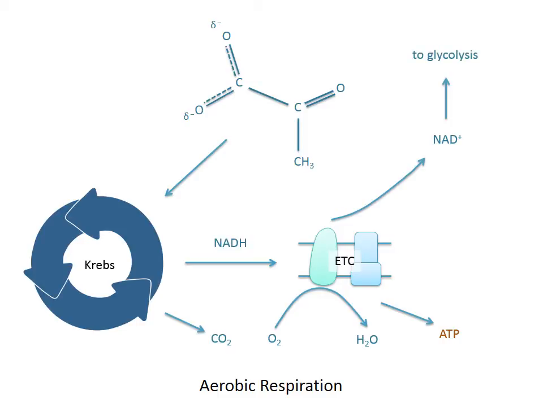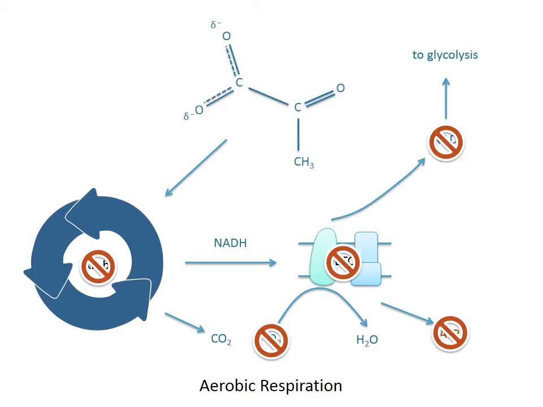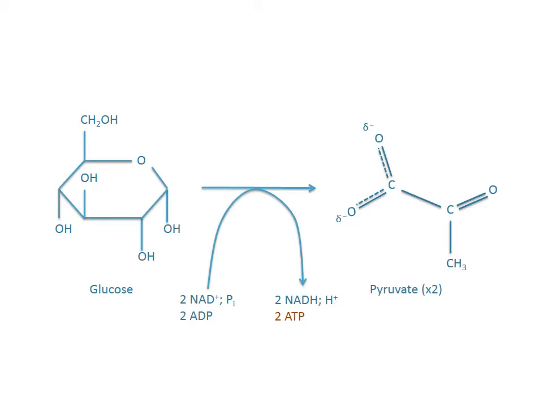Now this is what happens under normal aerobic conditions, but in the absence of oxygen, like if you're exercising strenuously, NADH cannot enter the electron transport chain, so we can't reduce oxygen to H2O, we can't produce that ATP, and we can't regenerate NAD+, and eventually the Krebs cycle will shut down as well. Without that NAD+ coming from the electron transport chain, we're eventually going to run out and glycolysis is going to come to a halt. So we can't produce those two ATP. So we're going to have to find a way to get that NAD+ back from pyruvate.